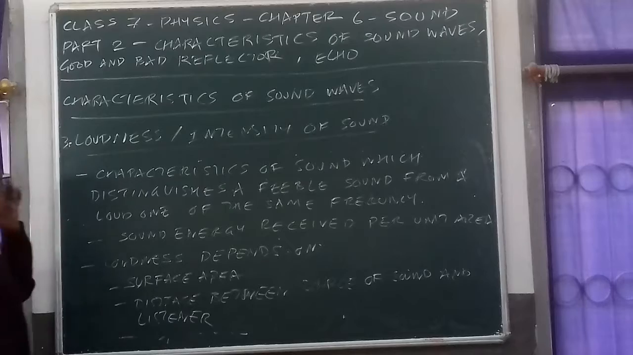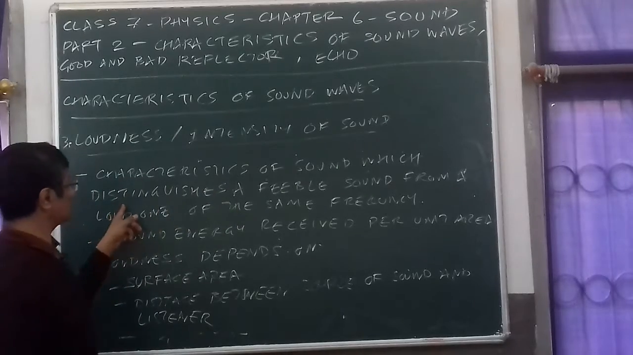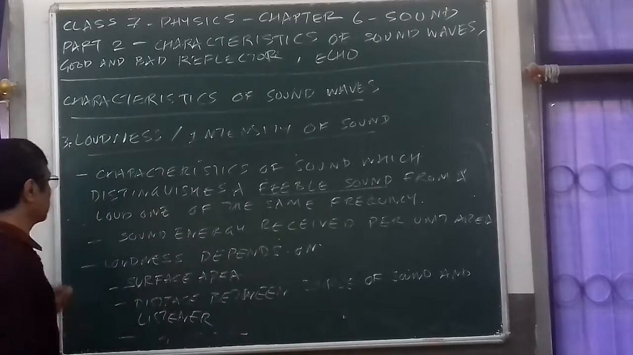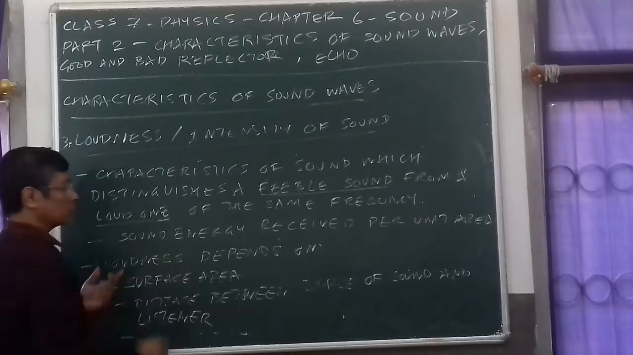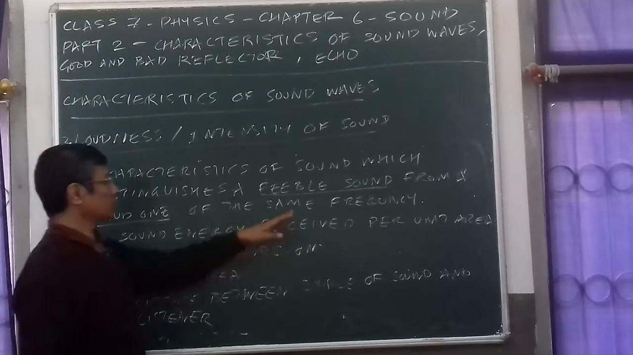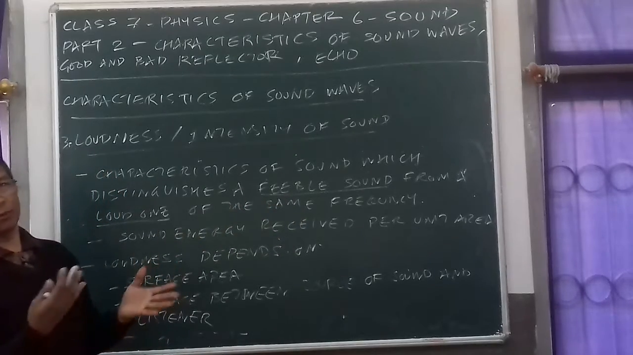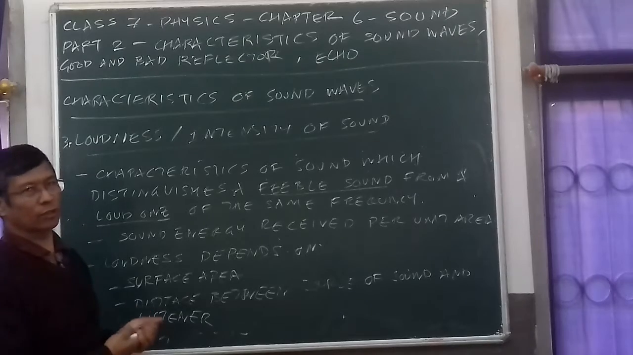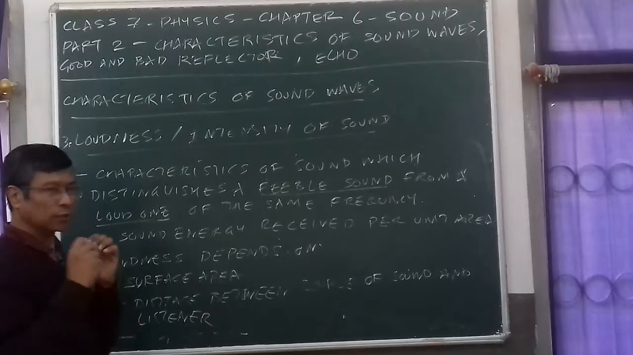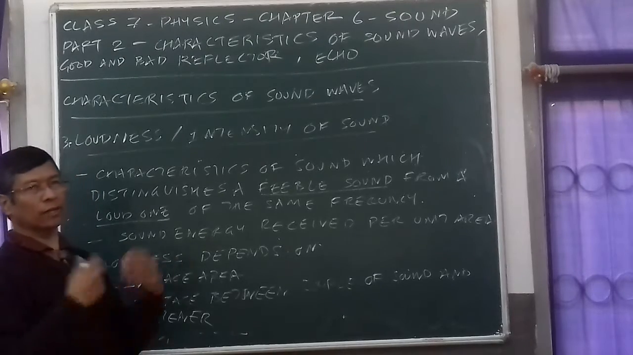So let me explain. What is loudness? Loudness is the characteristic of sound which distinguishes a feeble sound from a loud one. Feeble means a soft sound. Obviously you know what loud means. Its intensity is much more, of the same frequency. The frequency can be the same if you have, for example, a musical instrument like a flute. If you blow the flute lightly, you will get a soft sound, whereas if you blow the flute really hard, you will get a loud sound.